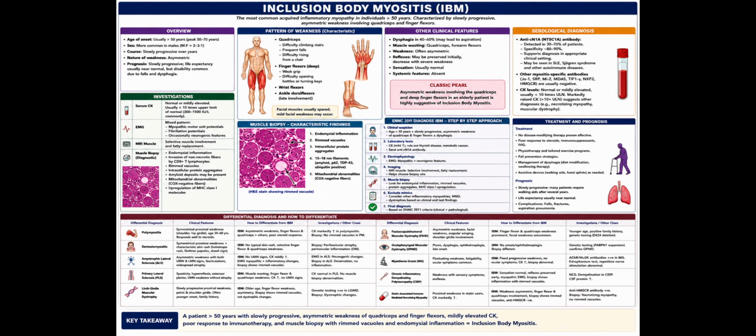Myasthenia gravis. Myasthenia gravis can present with dysphagia and limb weakness, occasionally leading to confusion with IBM. The weakness in myasthenia gravis fluctuates and worsens with exertion, whereas IBM causes fixed progressive weakness.